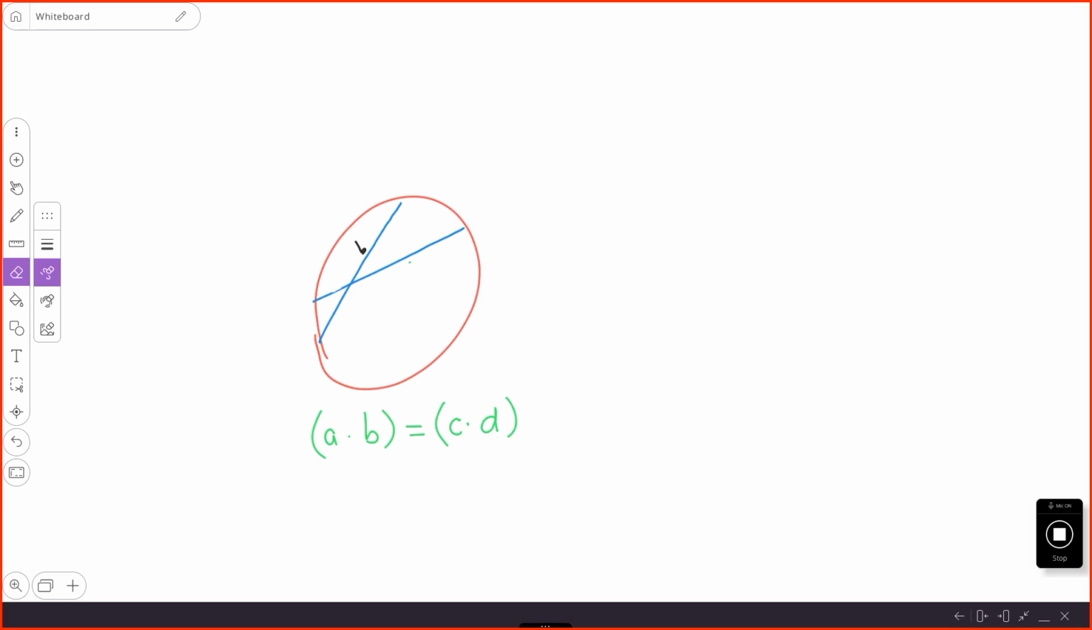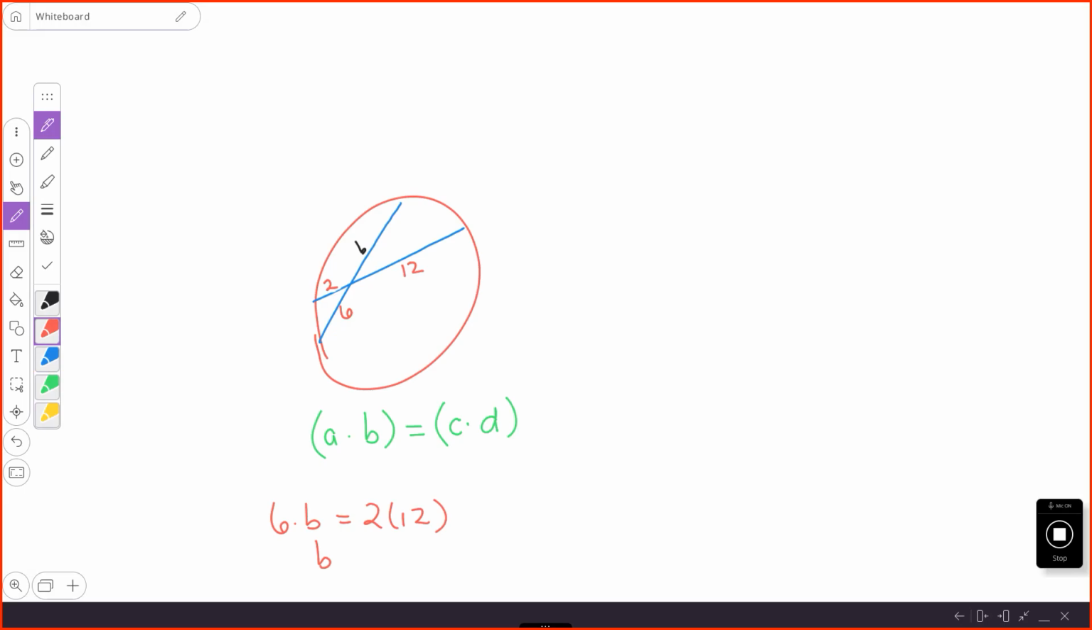If they actually gave me numbers for this instead of letters, so let's say instead of this, they give me 6, 2, and 12, then 6 times B has to equal 2 times 12. So that means B is 4 because that's 24. So that's the chord thing.